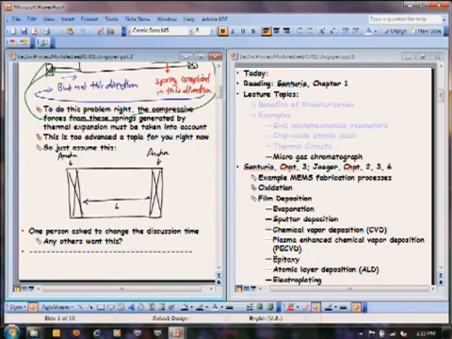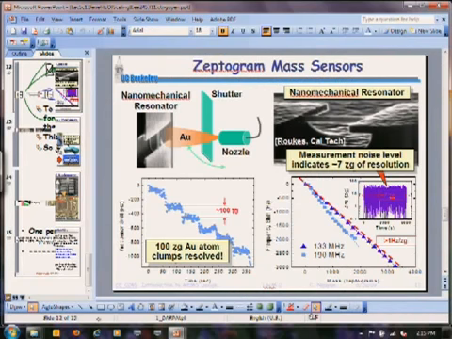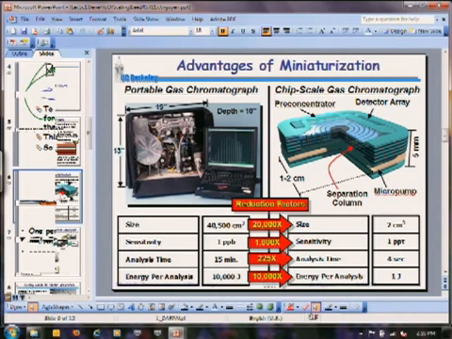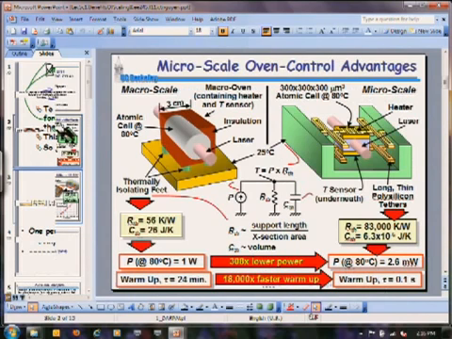So we're going to go back to this thing here. Whoops, we've advanced too far. So we were talking about microgas analyzers. Whoops, what am I doing? Okay, so we went through this.